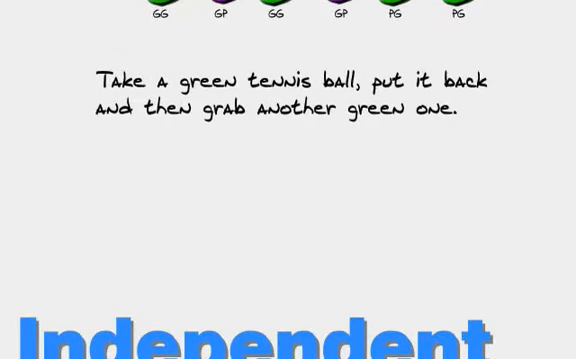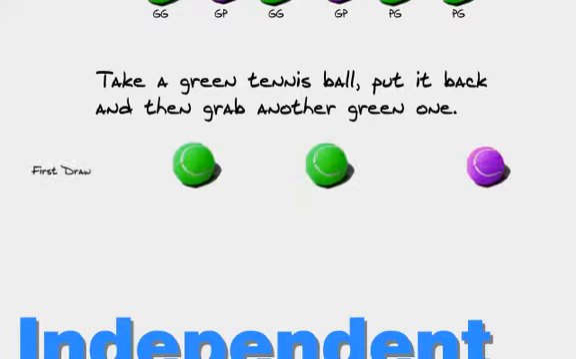Let's do it a different way. Now we're going to take a green tennis ball, put it back, and then grab another green one. Does this change our probability? Let's see how this experiment happens. Again, first opportunity I could get is drawing the first green, or I could draw the second green, or I could draw purple. All right, and then we're going to put that ball back in the bag, and we are now going to draw it again.